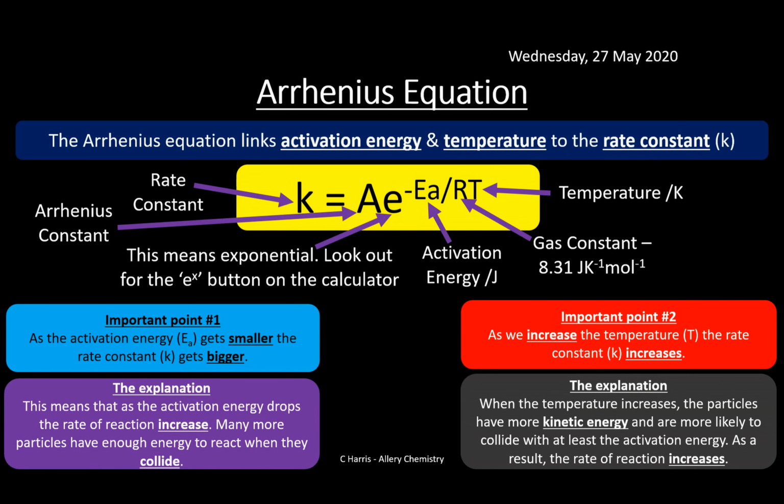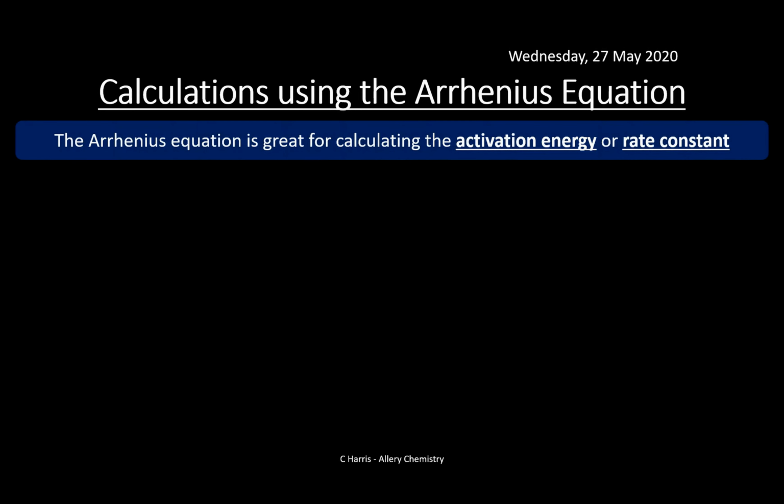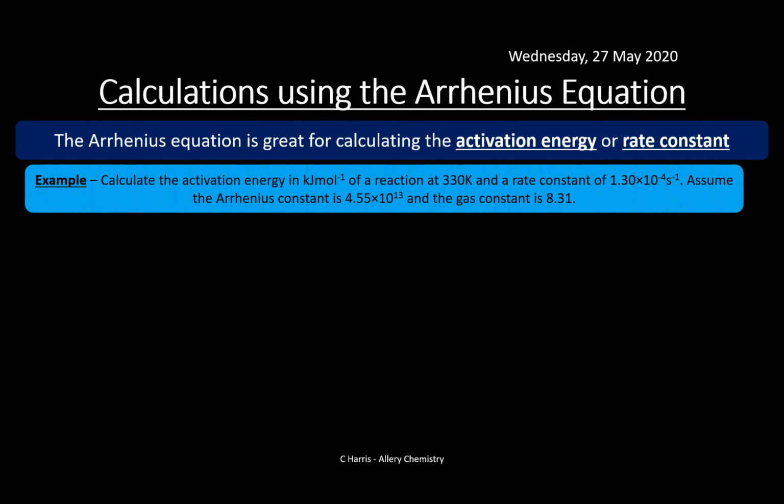So we're going to look at the calculation using the Arrhenius equation first, then we're going to look at plots later on. The Arrhenius equation is great for calculating the activation energy or the rate constant. For example, calculate the activation energy in kilojoules per mole of a reaction at 330 Kelvin, with a rate constant of 1.3 times 10 to the minus 4 per second, assuming the Arrhenius constant is 4.55 times 10 to the 13 and the gas constant is 8.31. So we've got a lot of information in there.